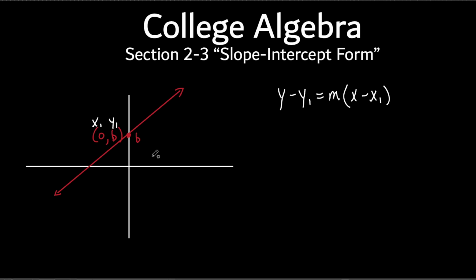So what are we trying to do? We're trying to put this stuff in here. You'll see how it works out. So we're going to write this equation. This is point slope form. It's not slope intercept form, but we're going to turn a point slope form into a slope intercept form.